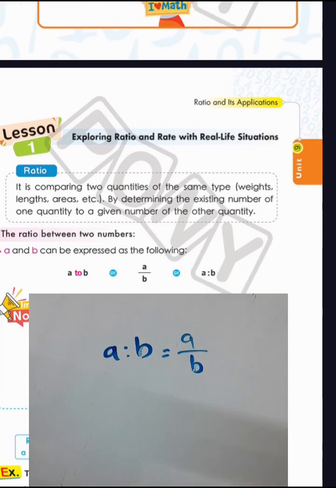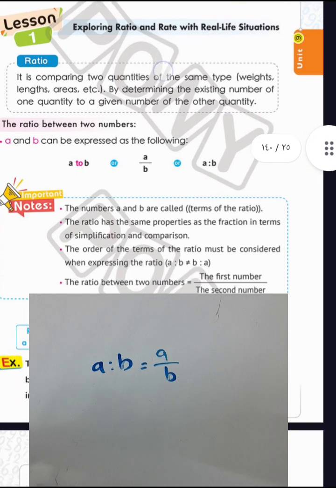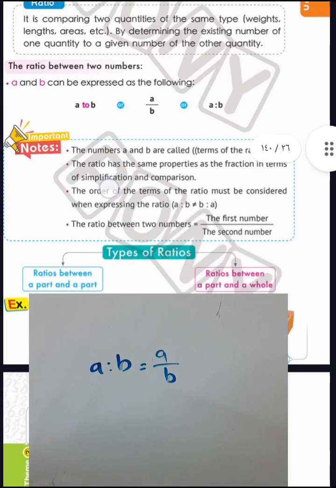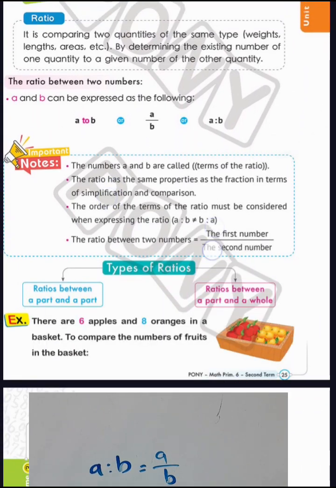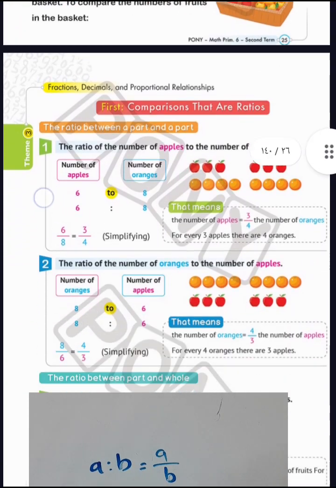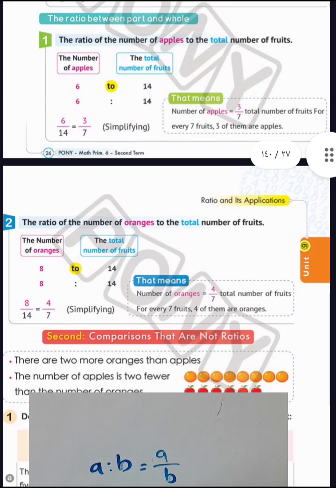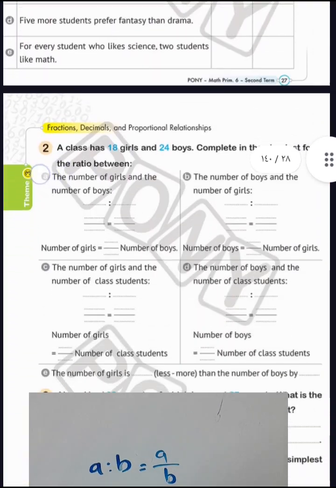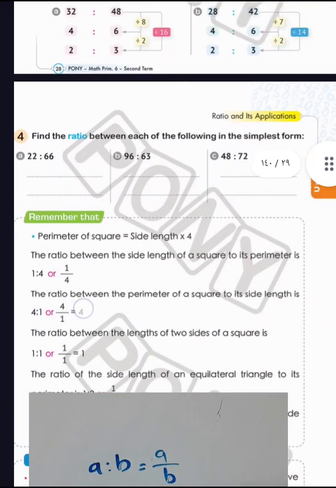A ratio is a comparison between two quantities of the same type: weights, lengths, areas, and so on. The ratio between two numbers we can write as the first number over the second number. What about this example? The ratio between two numbers.